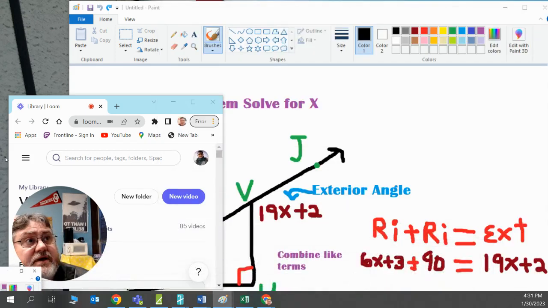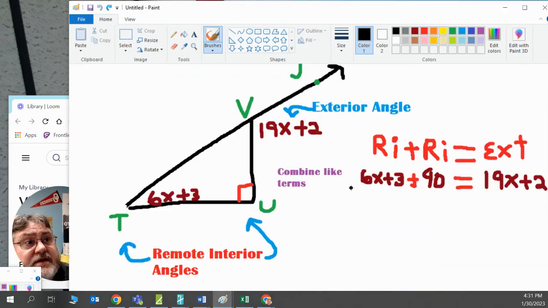Let's go back to the triangle, and I wrote it out for you. Okay, so over here we had angle T was 6x plus 3, if you recall. And we have a square on U, which represents 90 degrees. Okay, now the exterior angle is 19x plus 2. And so I'm going to set it up this way. I'm going to call RI the remote interior angles. And there are two remote interior angles. One is the 6x plus 3. The other is 90 degrees. That will equal the exterior angle, EXT, which is 19x plus 2.